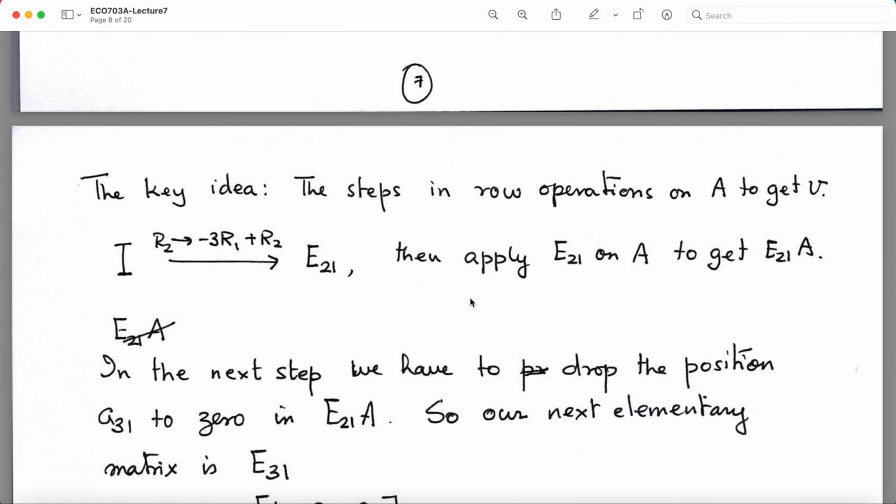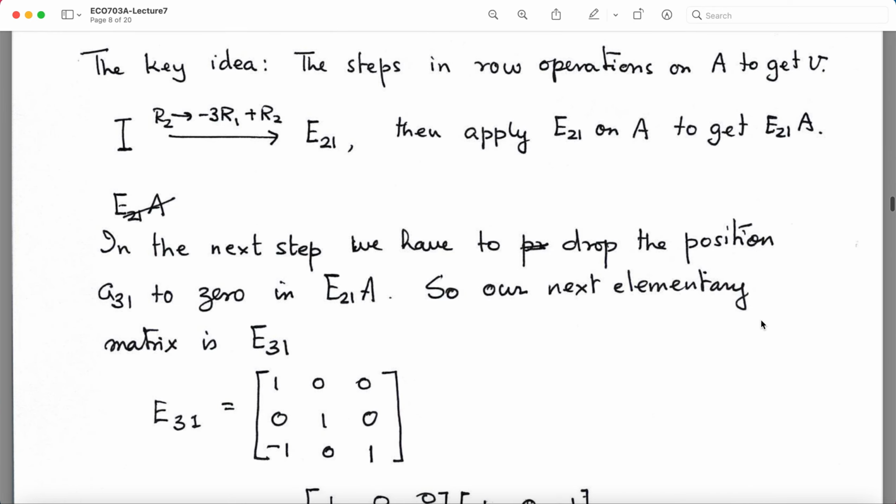The key idea is the following. The steps in row operations on A to get to U, right? The key steps are the following. On the identity matrix, when you replace row R2 by minus 3 R1 plus R2, you get E21. Then apply E21 on A to get E21 A.